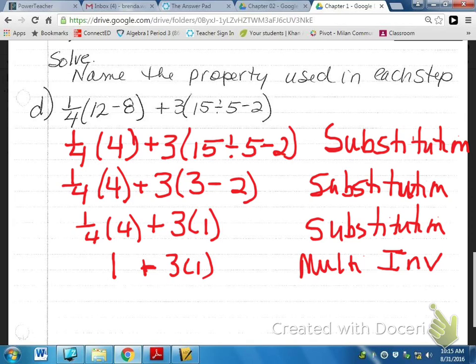My next step would be to take care of the 3 times 1, which would be 3. And that is the multiplicative identity, because when you multiply by 1, it doesn't change its identity. And the last step, 1 plus 3, you would write 4. So that was one final substitution.